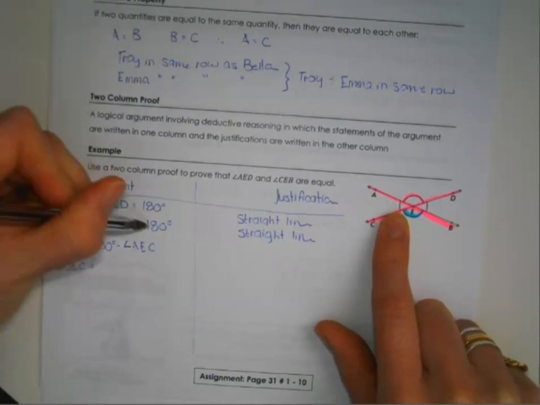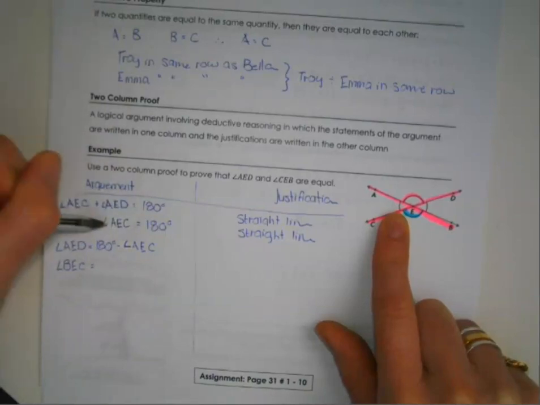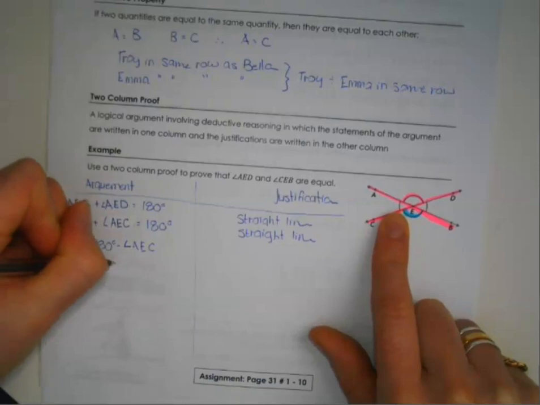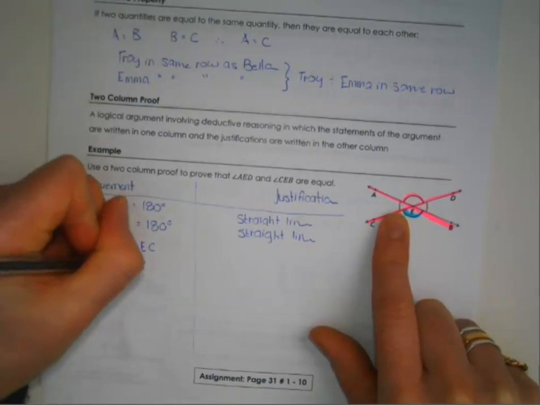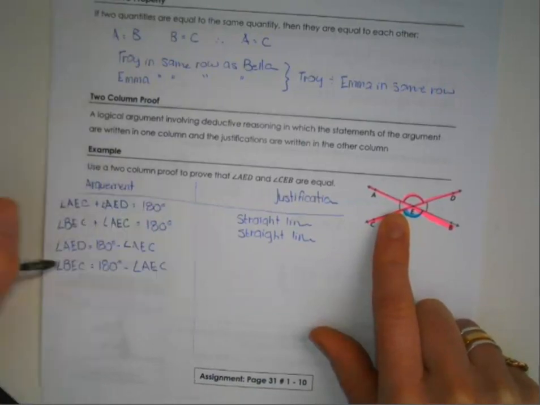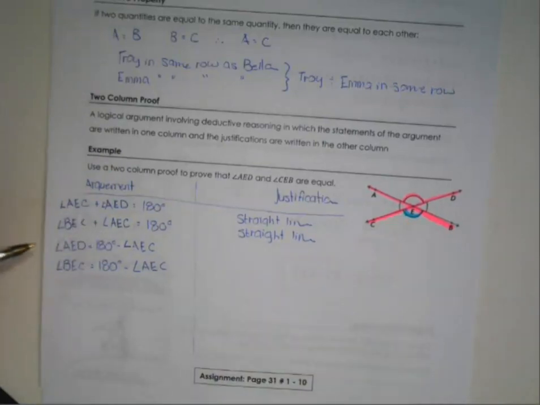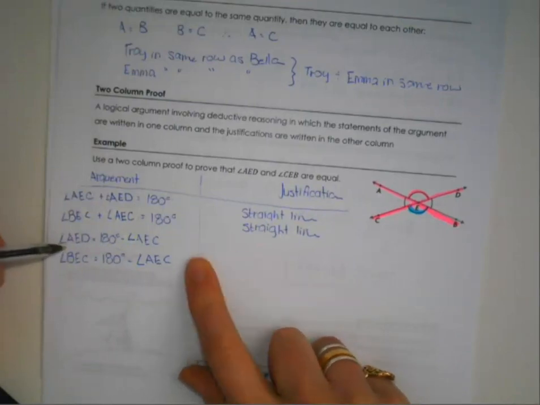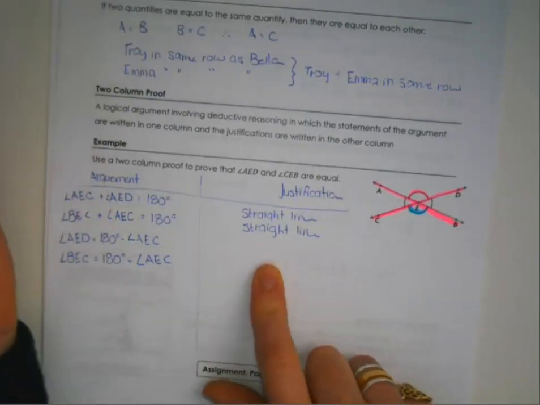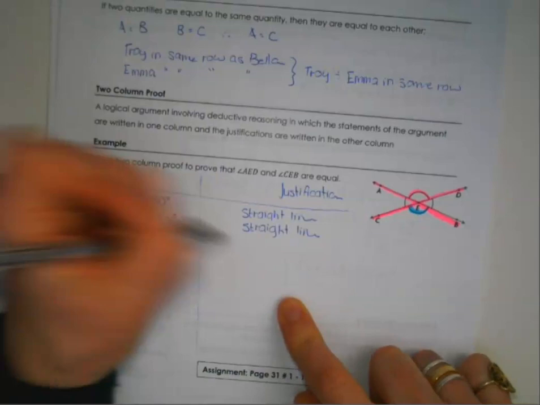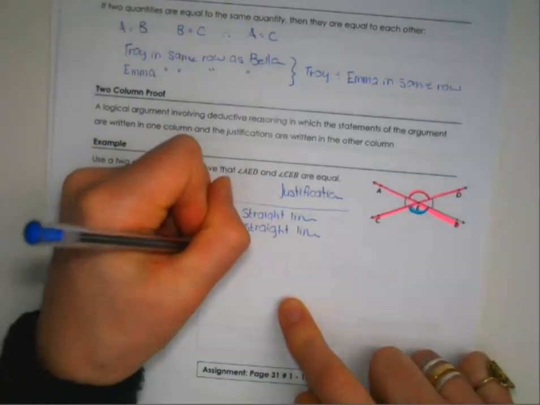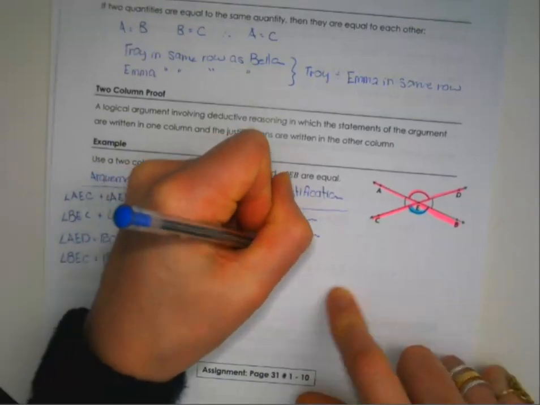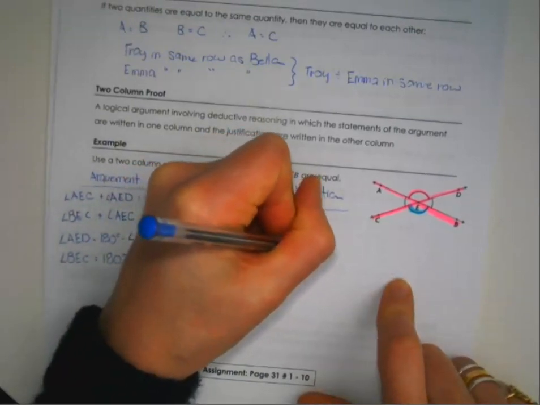If these two added together were 180, for BEC we would have to subtract AEC from both sides. So it's going to be 180 degrees minus angle AEC. So now we can say, and these ones are kind of weird because it's like justification, we could either say algebraic rearrangement, I don't even know.